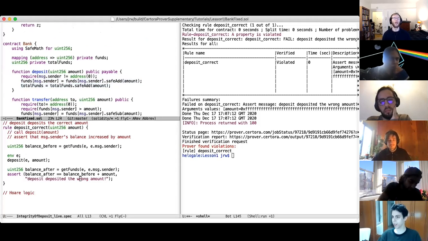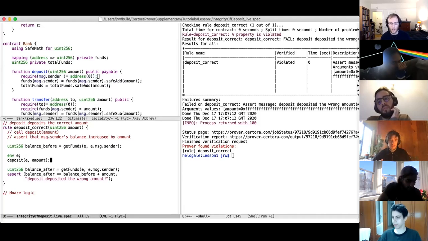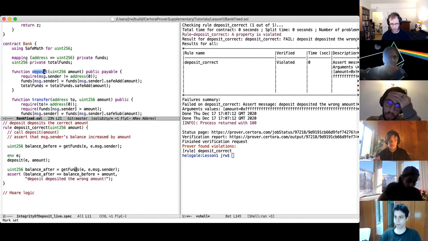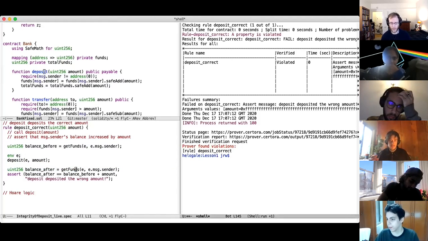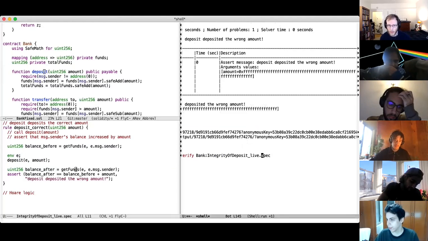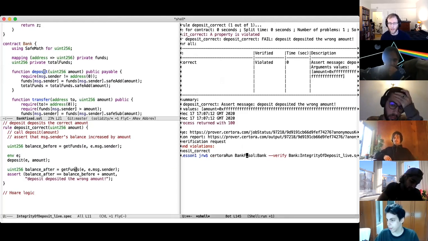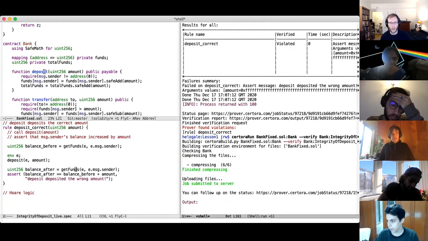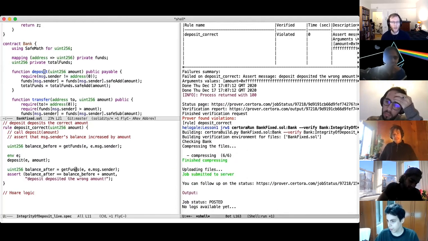Okay, so we'll do safe add, and you can ignore this requirement here. It's for a later property. Okay, so if we want to check that, we can leave the rule the same because it still has a deposit function. It's still implementing the same interface. And all we have to do is change this to bank fixed and then let that run. So basically this is going to check that this contract satisfies the rule.